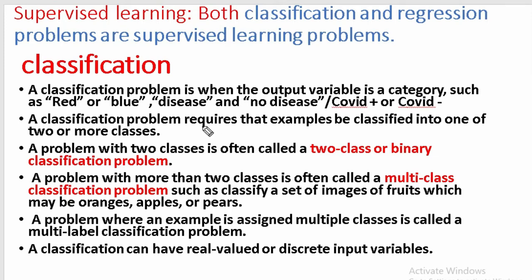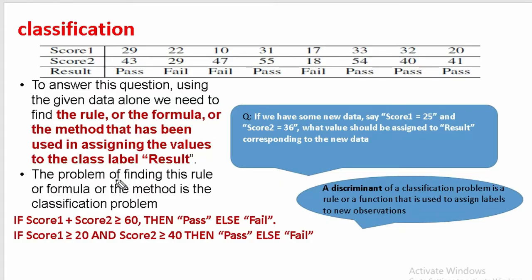Now this classification problem requires that the examples be classified into two or more classes. When it is classified into two classes, it can be called a two-class or binary classification problem. And if more than two classes are necessary, it is called a multi-class classification problem. For example, you are given some fruits and you have to categorize them into apple, orange or pears. At that time, it is called a multi-class classification problem or multi-label classification problem. The classification can have a real valued or discrete input variable. Now let us study in detail what classification is about.